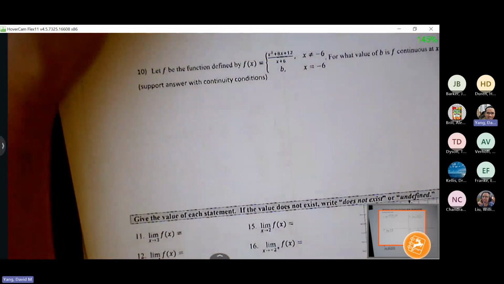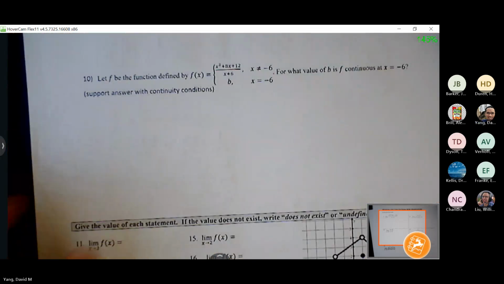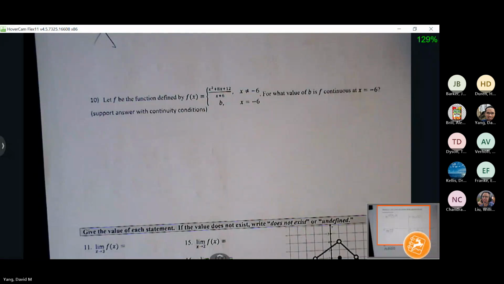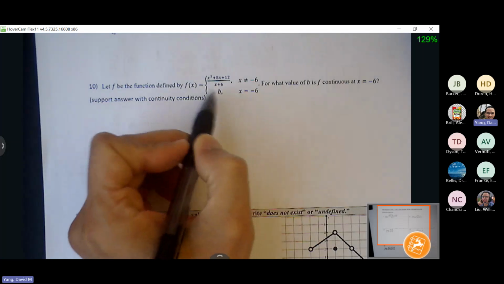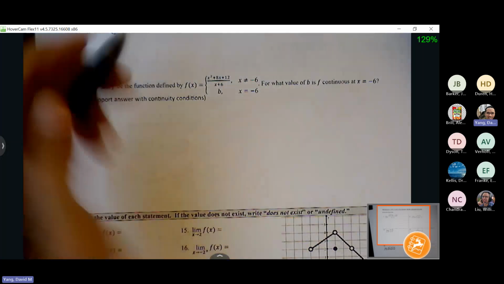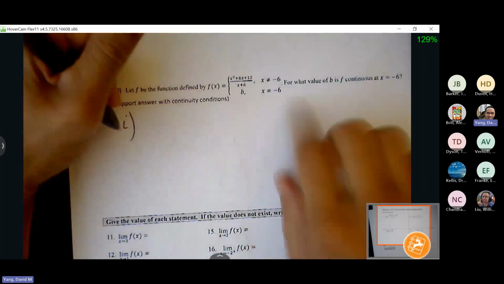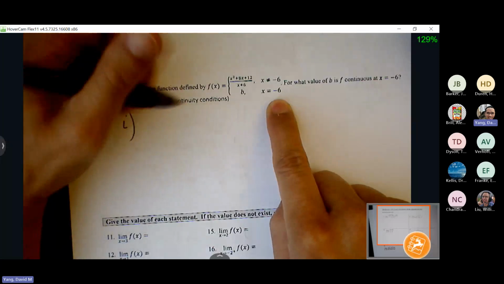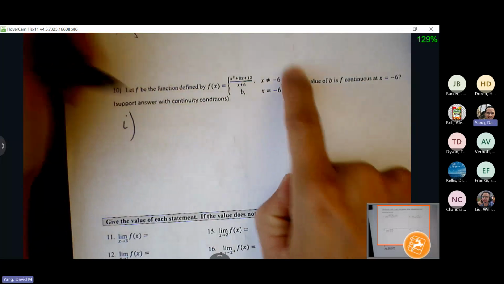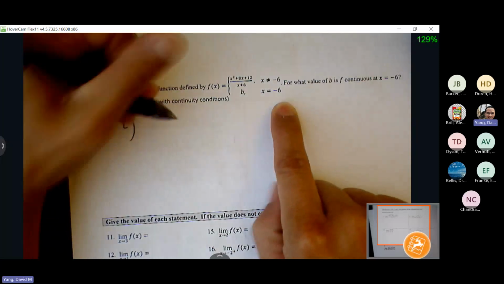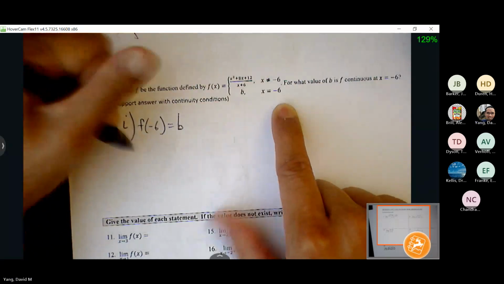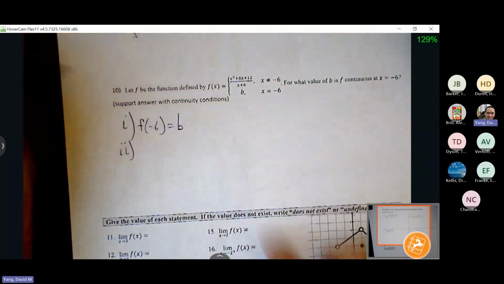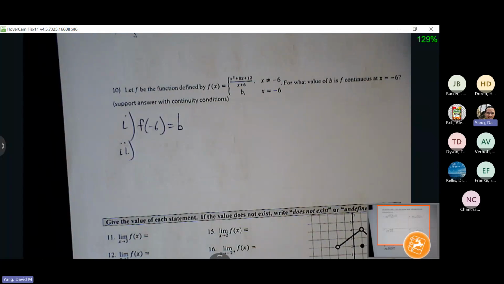Okay, we're skipping 9. Okay, we're supporting our answer with continuity conditions. We're basically trying to figure out what is the b value that will allow this function to be continuous. So our first condition is our point. We know that our problem is centered around that -6. So we'll say f of -6 equals b. We're just gathering information, nothing conclusive yet.